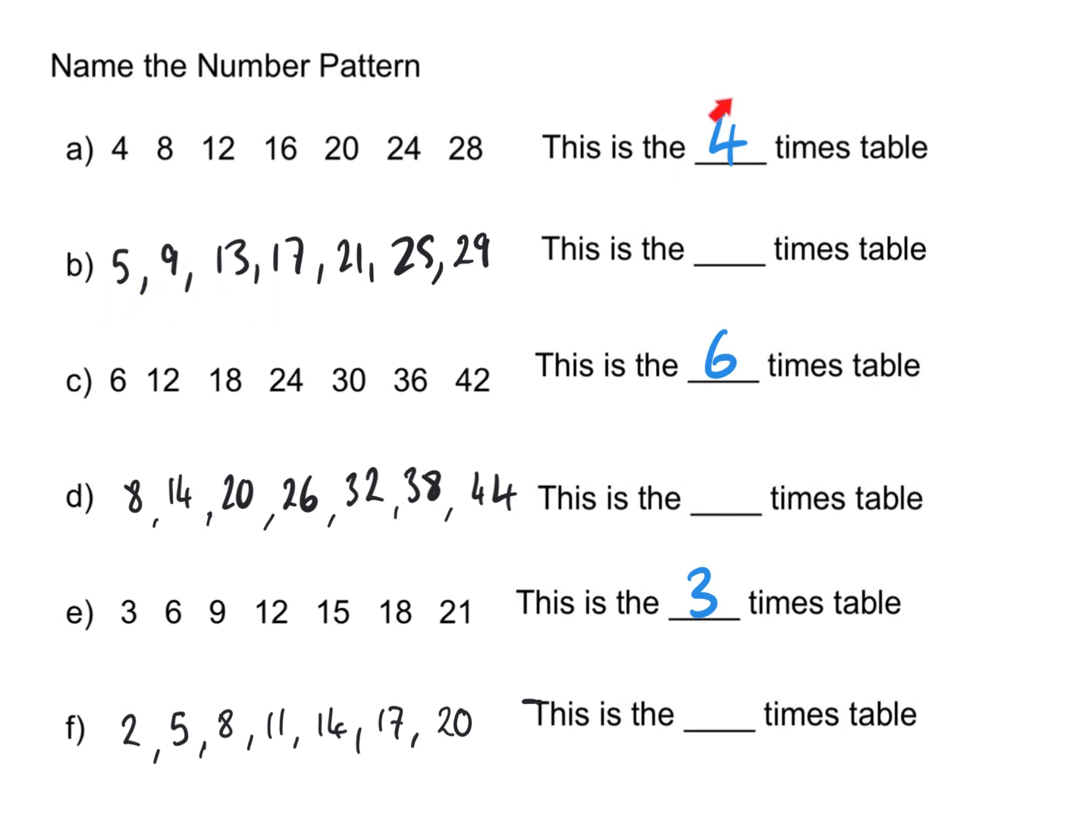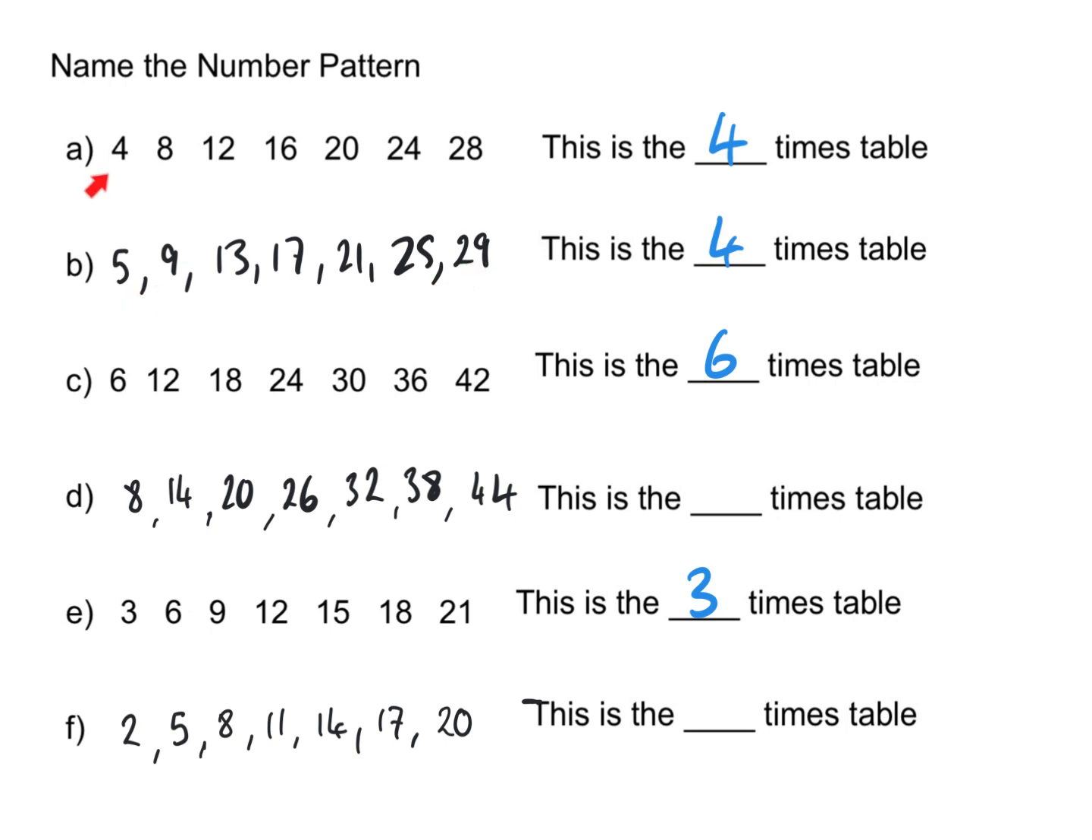We knew this was the 4 times table because it started with 4 and it went up in jumps of 4. So the fact it went up in jumps of 4 is what we're actually interested in. This number sequence here, 5, 9, 13, 17, also goes up in jumps of 4. That actually means it's connected to the 4 times table. Now, if I was to write this is the 4 times table, at the moment this sentence is not correct. This is definitely not my 4 times table.